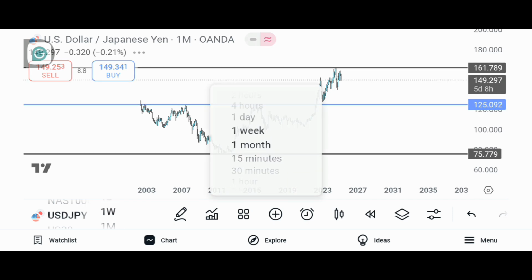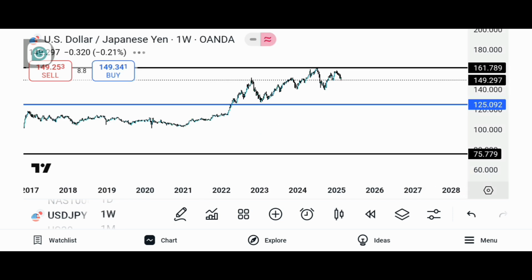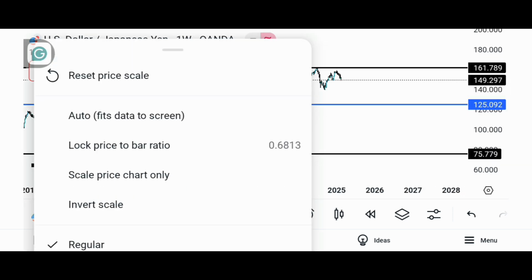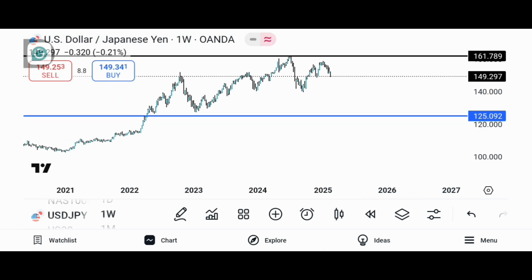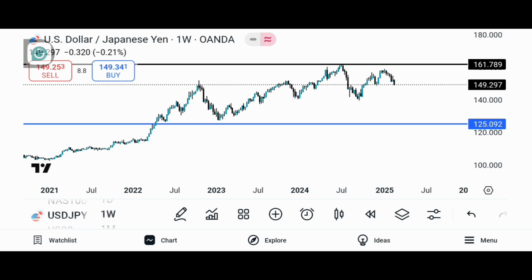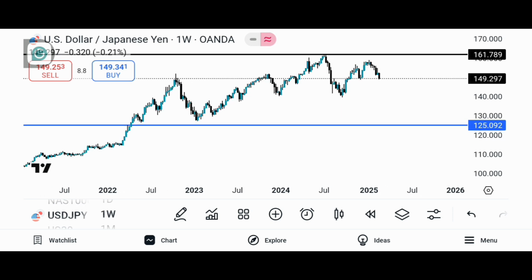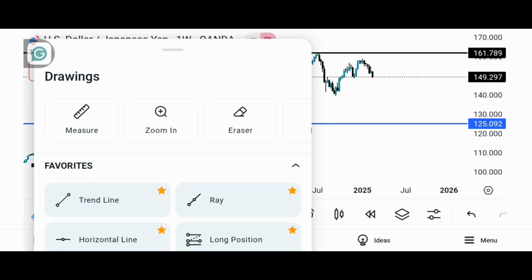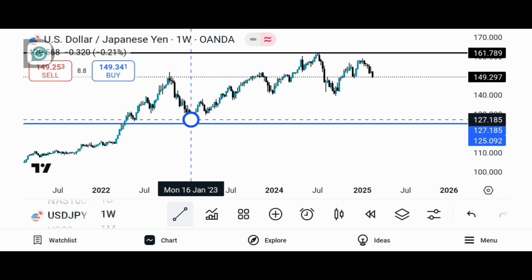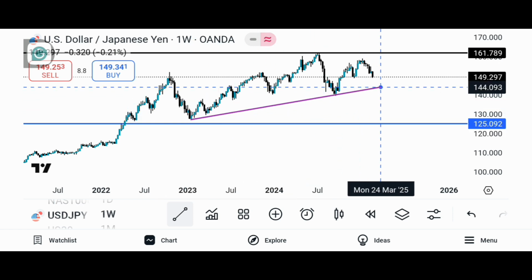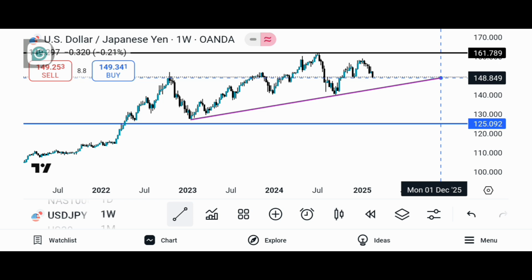So guys, let's move down to the weekly time frame. So I'm just gonna zoom in and see what this market has in store for me. So by me zooming in, I can literally see that we have an uptrend. So I'm just gonna connect my trend line. We have the first touch and the second touch.